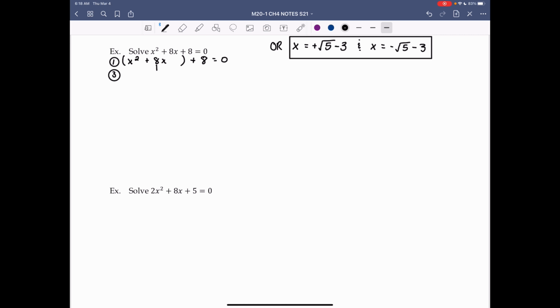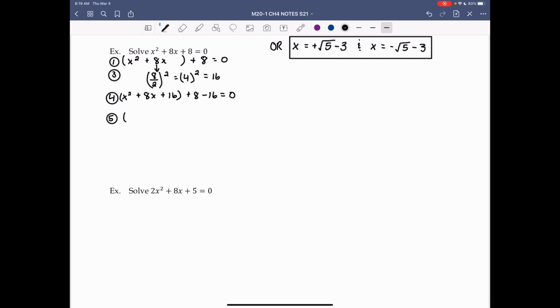Take the middle term coefficient, divide it by 2, and square it. 8 divided by 2 is 4. 4 squared is 16. Step 4, put that number back in by adding it inside the brackets, plus 16, and subtracting it outside the brackets. Step 5, simplify and factor the trinomial.